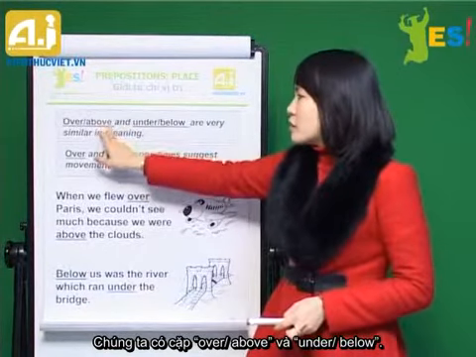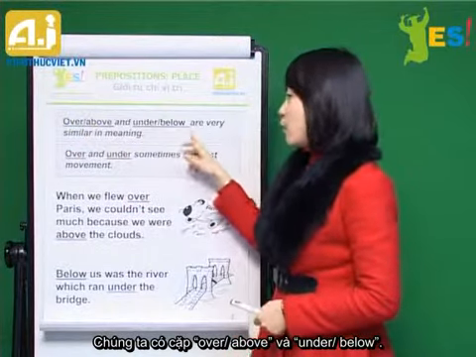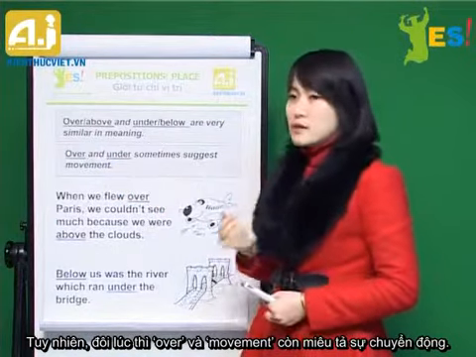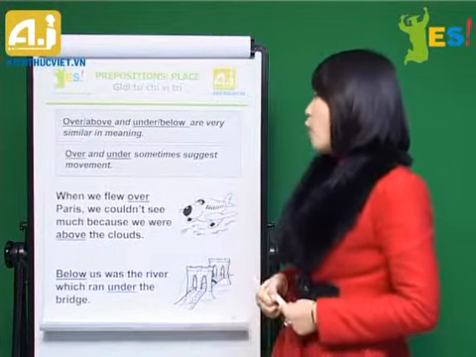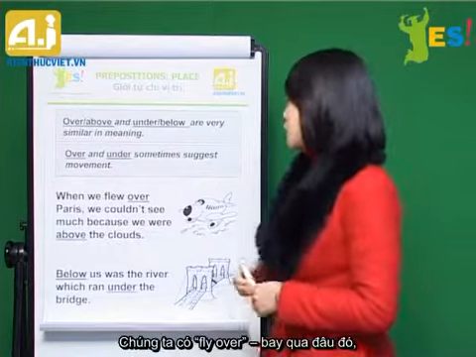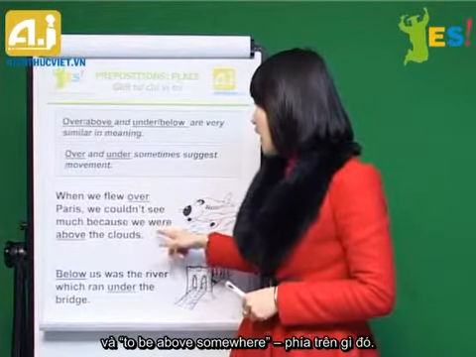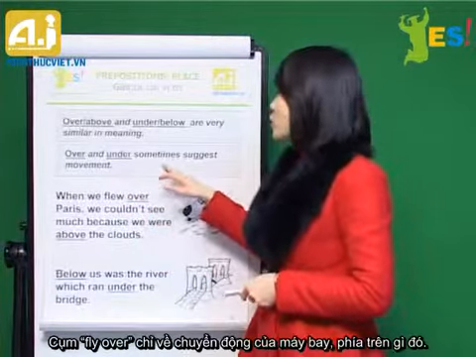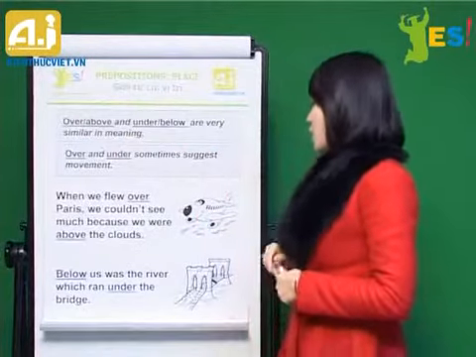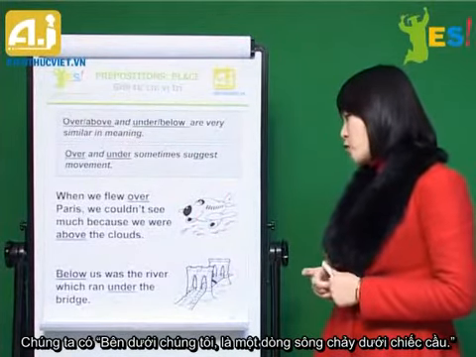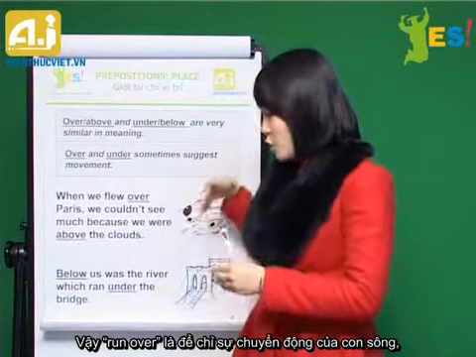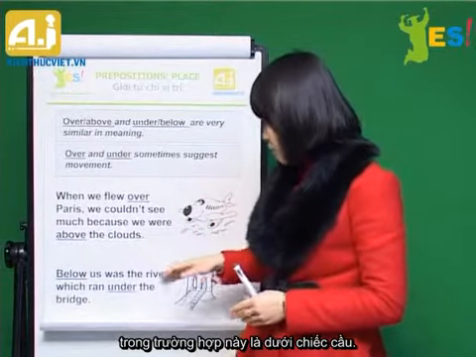Alright, the pairs over and above, and under and below, are very similar in meaning, as I said before. But over and under sometimes suggest movement. For example, when we flew over Paris, we couldn't see much because we were above the clouds. So we have fly over and to be above somewhere. It suggests the movement of the plane flying over a place. Below us was the river, which ran under the bridge. So we have run under to show the movement of the river, in this case under the bridge.